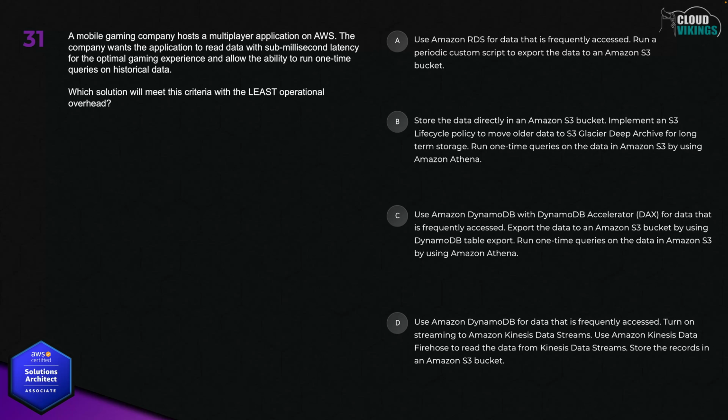C. Use Amazon DynamoDB with DynamoDB Accelerator, DAX, for data that is frequently accessed. Export the data to an Amazon S3 bucket by using DynamoDB Table Export. Run one-time queries on the data in Amazon S3 by using Amazon Athena. D. Use Amazon DynamoDB for data that is frequently accessed. Turn on streaming to Amazon Kinesis Data Streams. Use Amazon Kinesis Data Firehose to read the data from Kinesis Data Streams. Store the records in an Amazon S3 bucket.